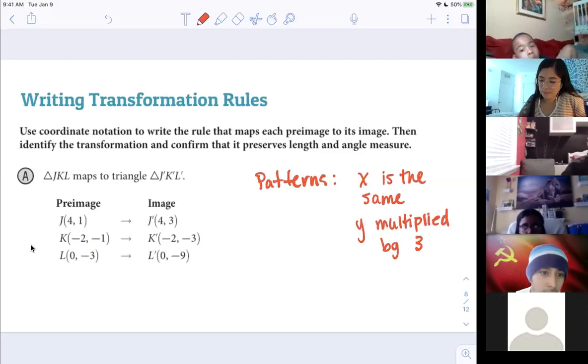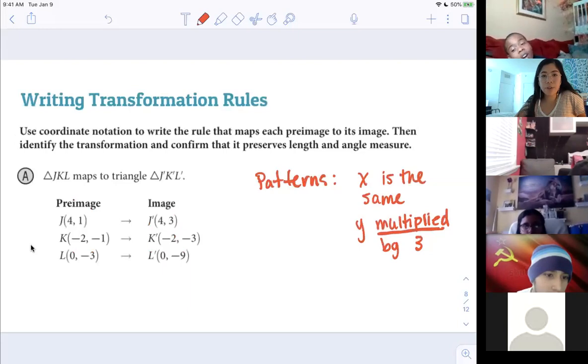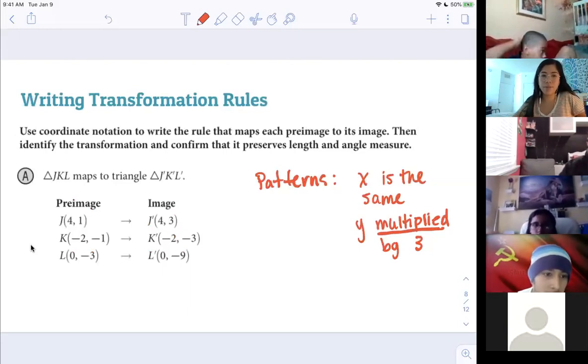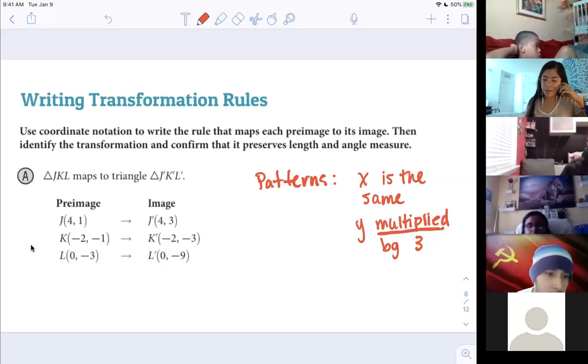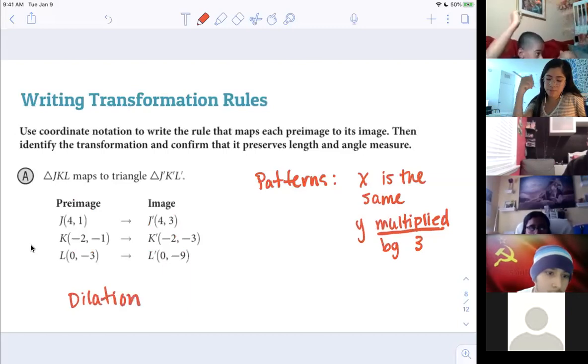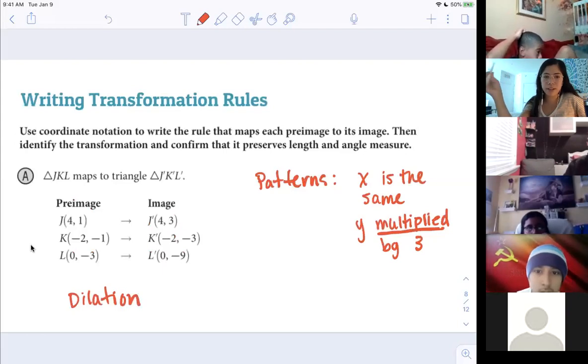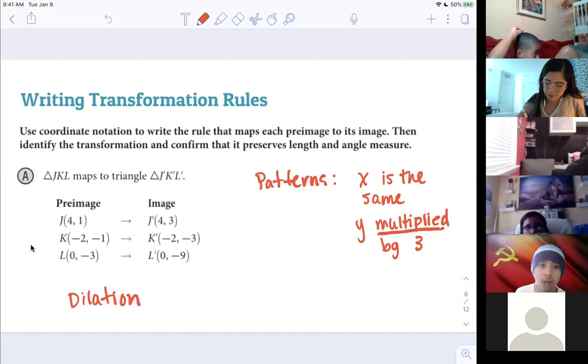It's getting bigger. Exactly. Whenever you multiply, it's going to get bigger, or smaller if you're multiplying by a fraction or a decimal. But either way, it's going to change the size of that image, that pre-image. So I know that this is a dilation. If either of them is being multiplied, then it's a dilation.